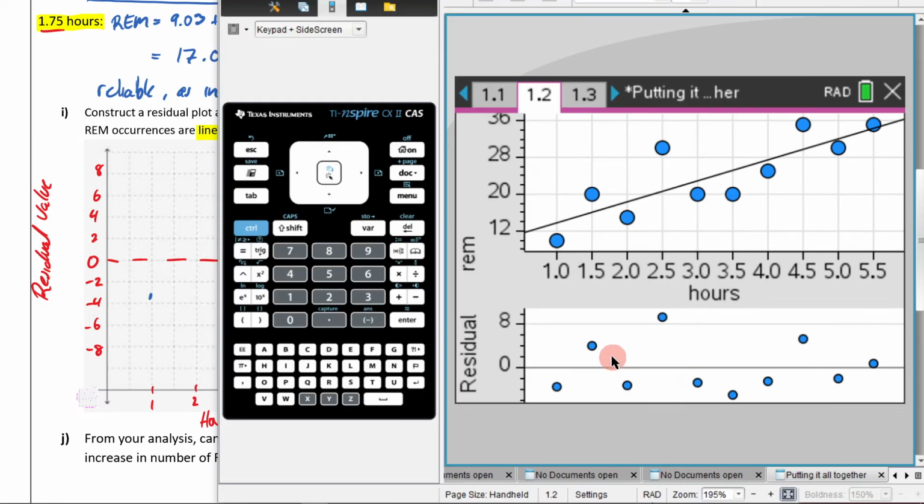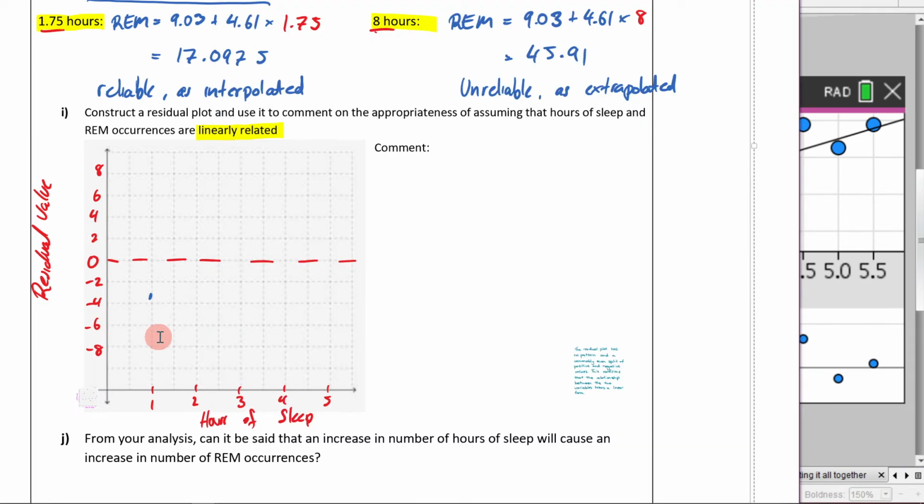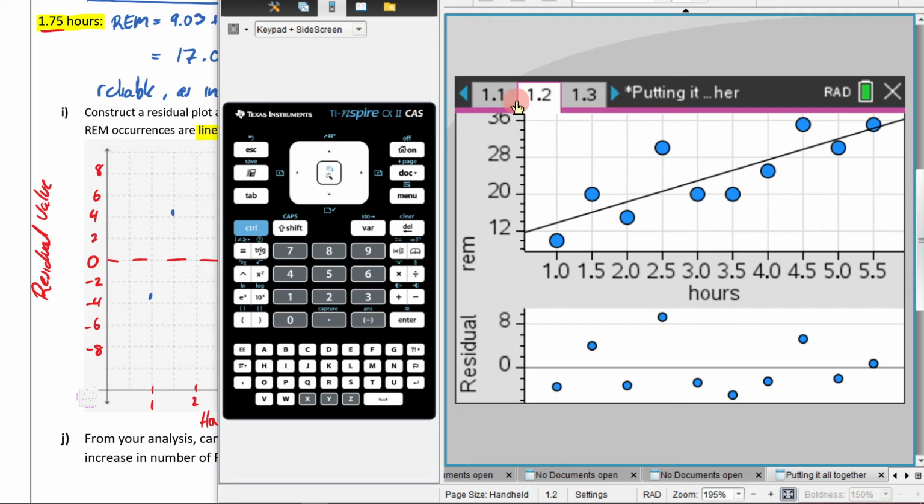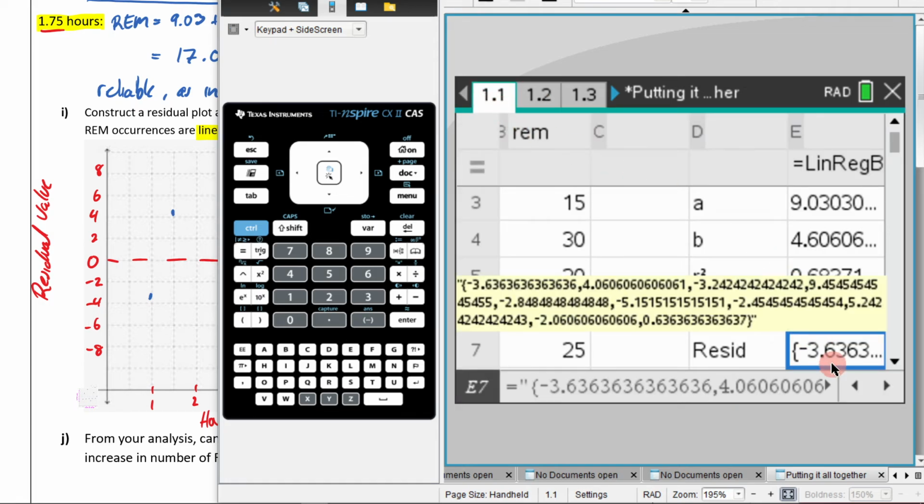Then I would go to the next one and I would say, next I'm 1.5 and 4.06. So 1.5, 4.06 would be about there. And then you could continue on listing them out. Also remember, if you didn't want to do that, you could come over here. And as you can see, the first one is -3.63, then 4.06. This is also giving you those residual values.